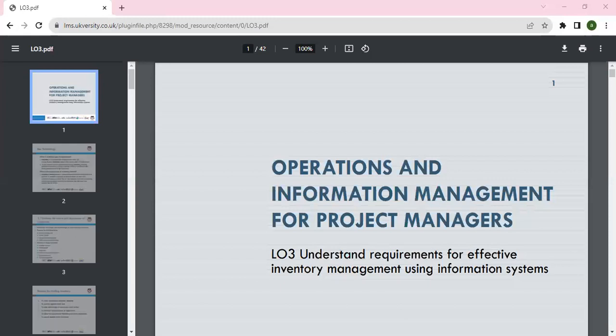Today's lesson will go through LO3. During our previous lesson, we discussed LO1 and LO2, and today we'll go through our LO3. We discussed various information systems and functional areas in lesson 1, and lesson 2 was really focused on these applications. Today's lesson will help us understand the requirements of effective inventory management.